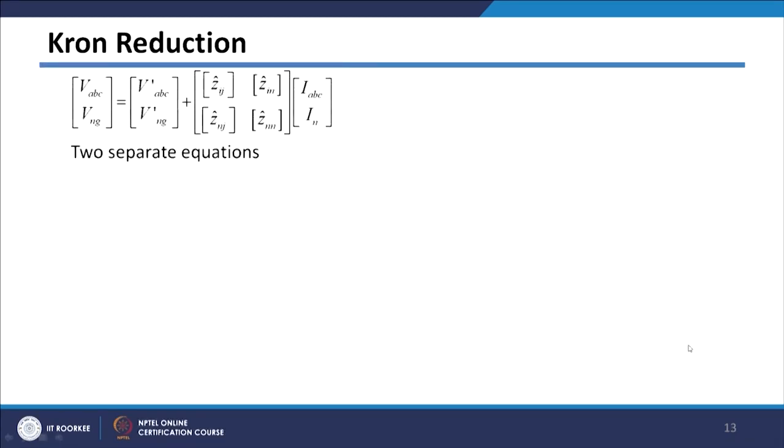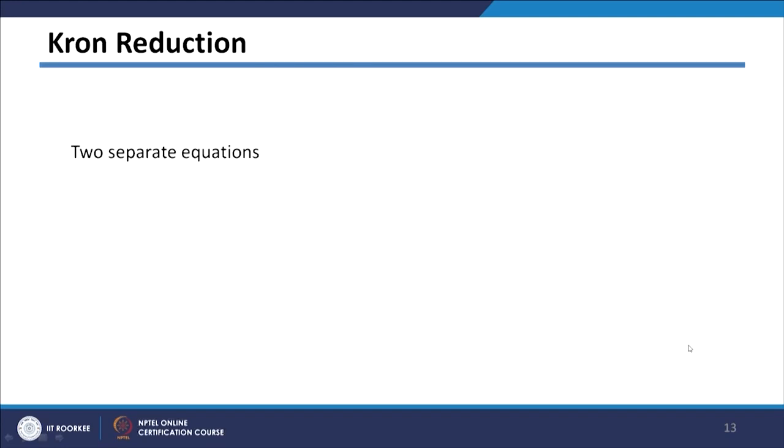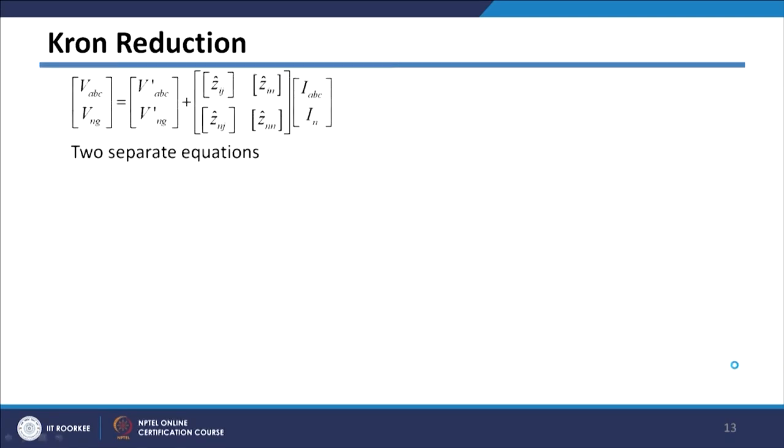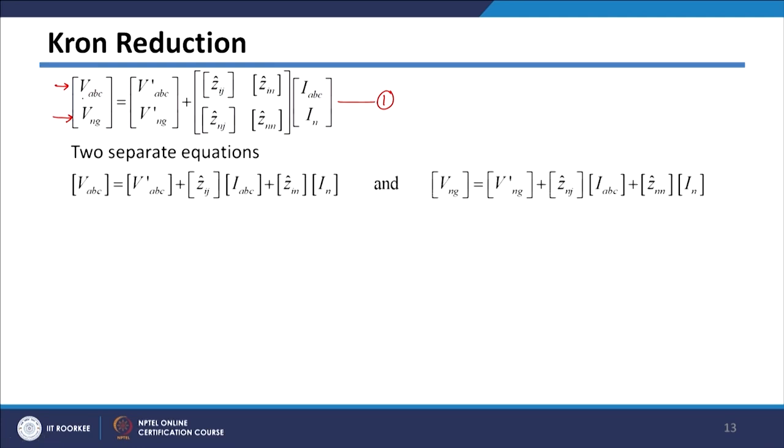So, this equation from this slide I can take on the next slide. If you see this equation here, I can write this equation number 1 in the form of 2 equations. This is your first equation, which is the first row, and the second equation is the second row. I can write them separately. So, VABC will be equal to V dash ABC plus Zij into IABC plus Zin into IN.